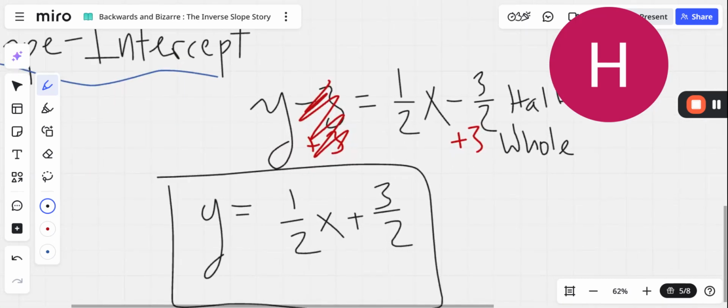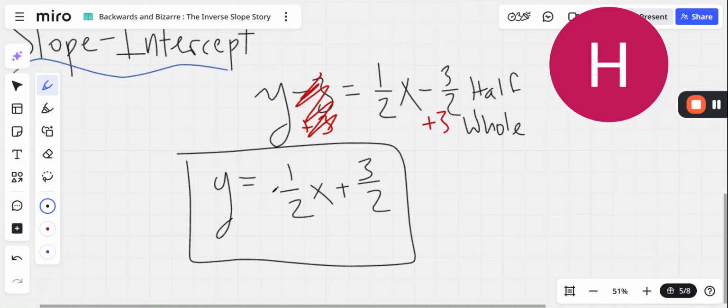What can we say about this slope? We can confirm that this is the slope because in slope-intercept form, we use the format y equals mx plus b.